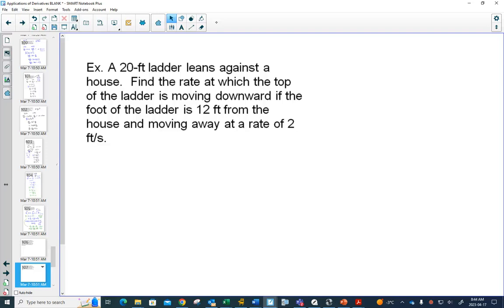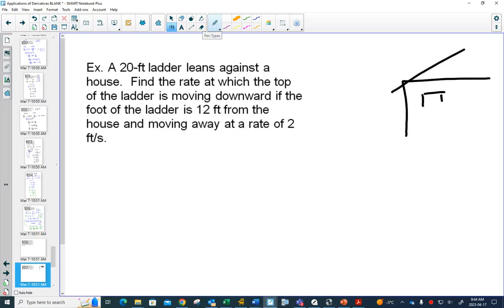So we've got a house. Sometimes it's nice to draw a picture. Oh, nice little window in this house. Maybe a door, and someone put a ladder leaning against the house. So here's our ladder leaning against the house, but unfortunately, it is sliding down from the house and sliding away. So this is what's happening right now. The top of the ladder is coming down, the bottom of the ladder is extending out.